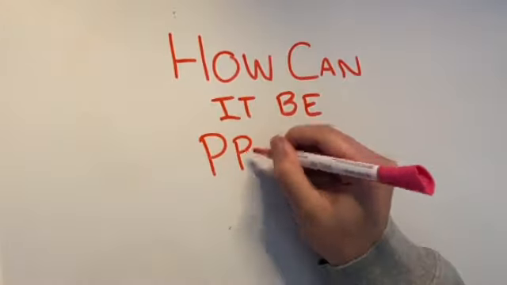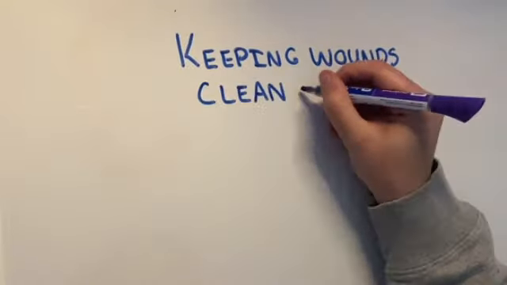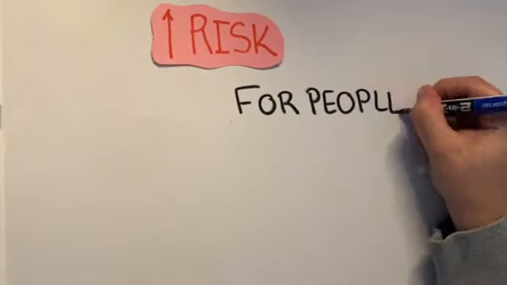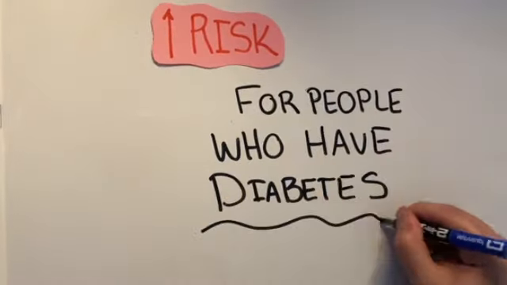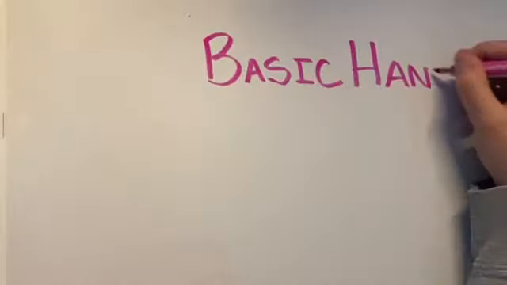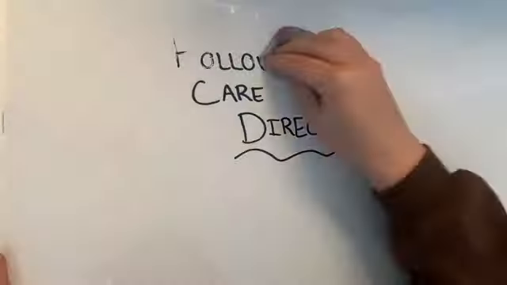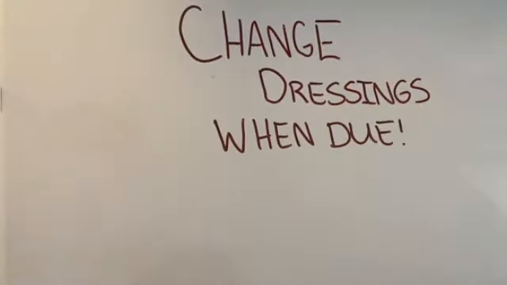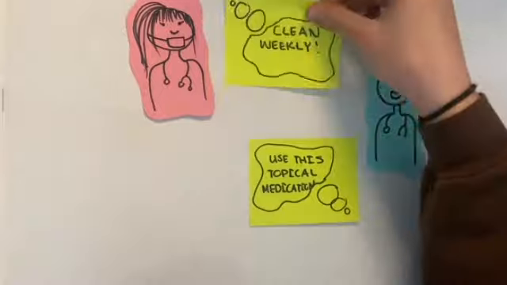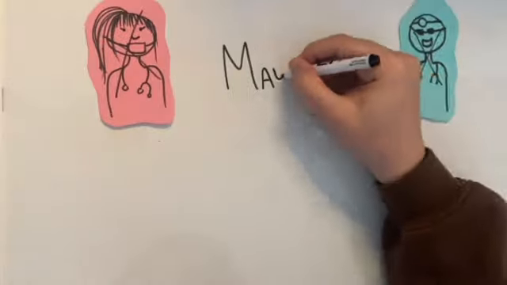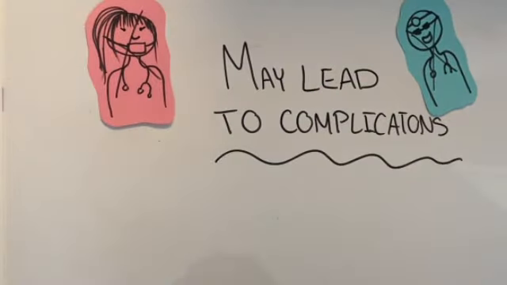How can it be prevented? First, it is important to know how we can prevent necrotizing fasciitis. Keeping wounds clean is very important, especially those who are diabetic and could have diabetic neuropathy, for example. Hand hygiene is very important to help maintain clean wounds. It is also important to follow wound care directly. Change bandages or dressings when it is due. Your doctor or wound care specialist might also have specific wound care instructions that should not be ignored. Doing so could result in necrotic tissue and potential for it to spread.